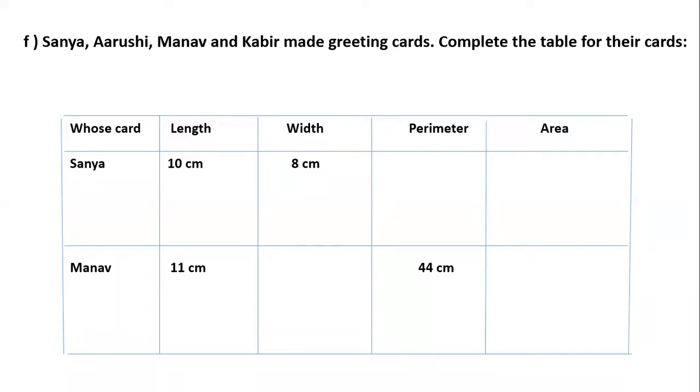So what is the perimeter? 2 into 36... 10 plus 8, 36, sir. 36 centimeters. 10 into 8, 80 square centimeter. Sir, area is 80, sir. Area is 80. Yes, sir.